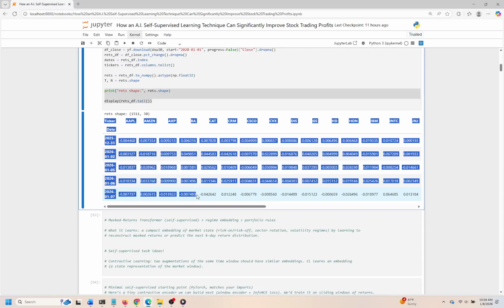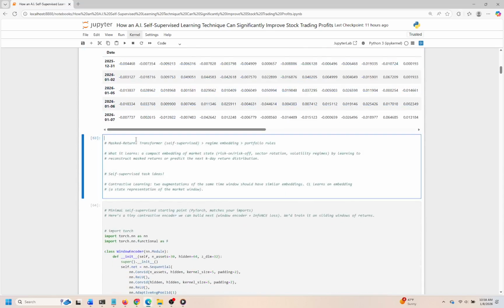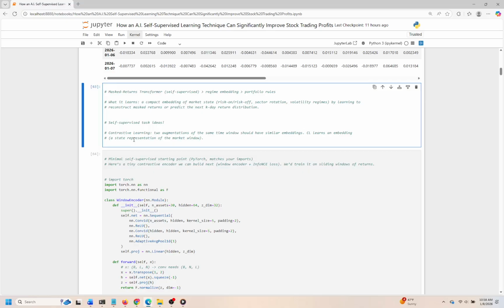Cell 3. This cell introduces a fascinating aspect of the masked returns transformer, particularly focusing on how it generates compact embeddings that encapsulate crucial market states. This is significant because it allows us to understand market dynamics, such as whether investors are inclined towards risk or prefer safer assets, which is essential for making informed investment decisions.